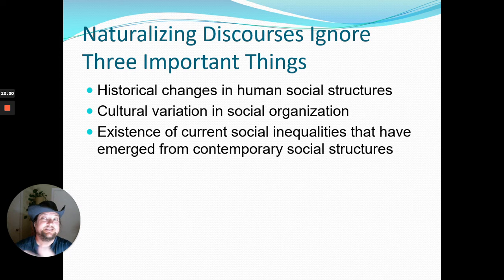The naturalizing discourses ignore that there have been changes, and of course, we've talked about this with evolution. There are misconceptions about what early human societies were like. These naturalizing discourses also ignore cultural variation when it comes to social organization. So everything we've been talking about in the past few weeks, including this topic of stratification, not every society is organized the same way everywhere in the world, okay?